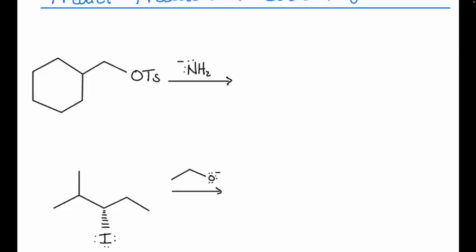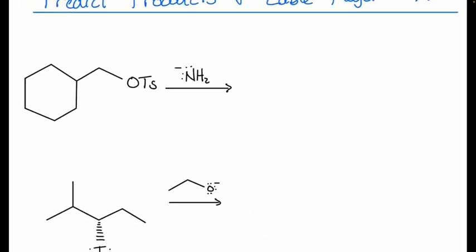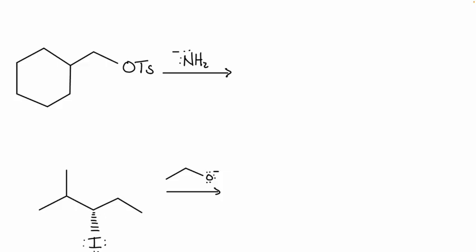All right, so let's go through this. First of all, what the hell is this OTs business? A good leaving group. That's the only thing you have to think of when you see this here. Basically, in your mind, you can replace it with an iodide or something like that. It's just going to play the role of a good leaving group. And this is a primary tosylate, whatever.